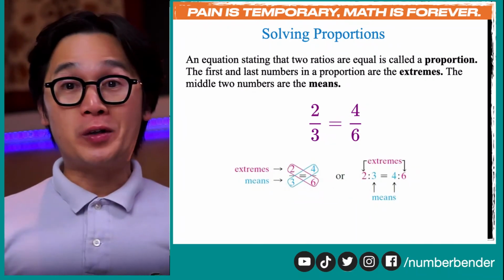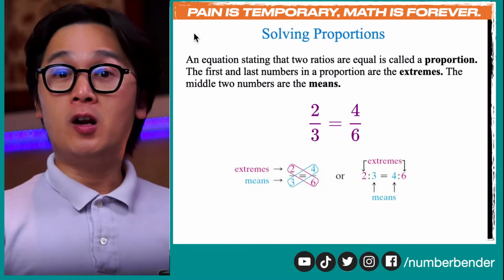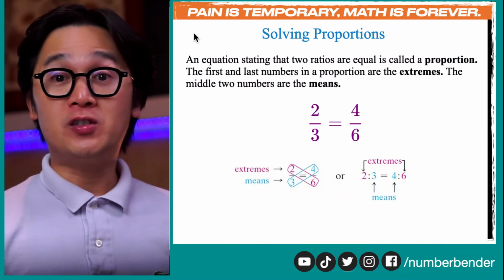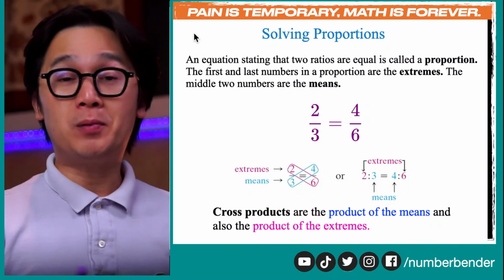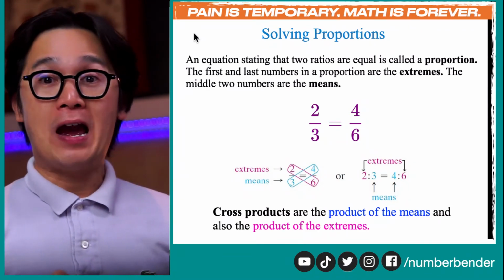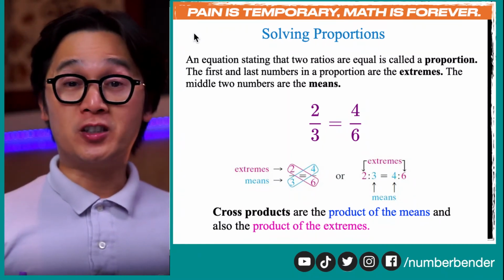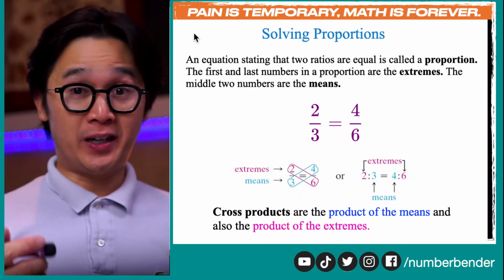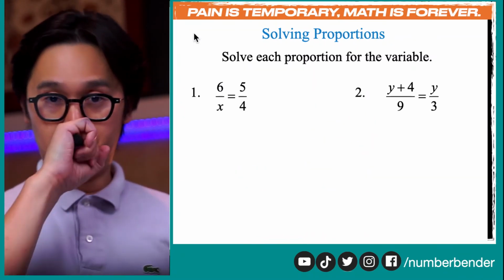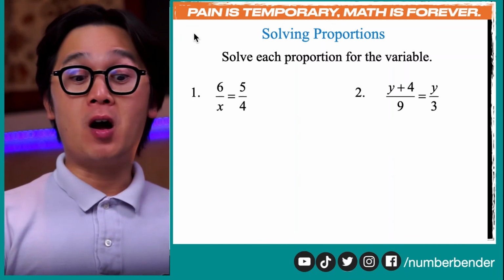So we have the extremes and the means as our terminologies that we use for those values so that cross multiplication, or cross products, will occur. We have the means and the extremes for those two fractions that we're using, and we're going to use that in solving for problem number 1 and problem number 2.